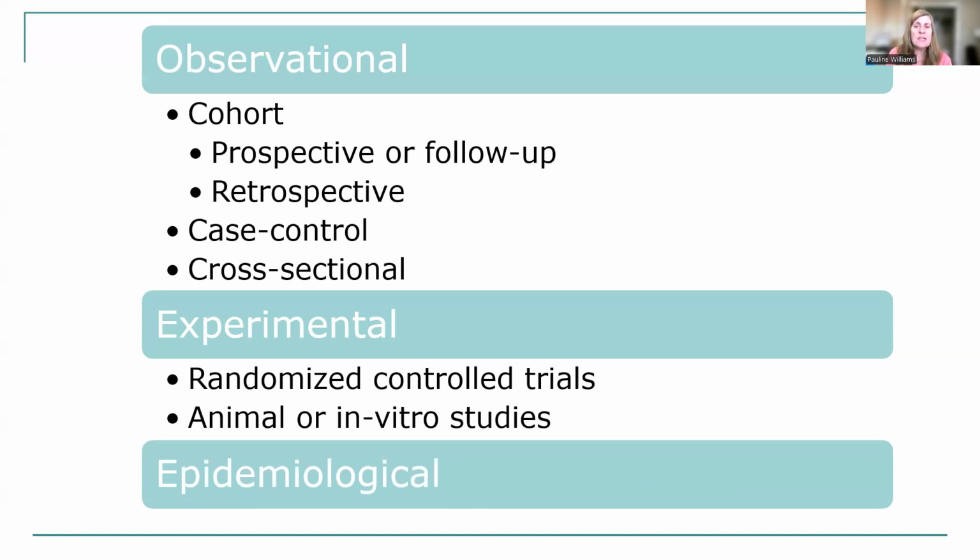Now, epidemiologic studies never prove causation, but they can give us risk factors. This is where we get, oh, these are the risk factors for developing diabetes, or the risk factors for developing cancer, or for developing heart disease. And these studies can be prospective or retrospective.